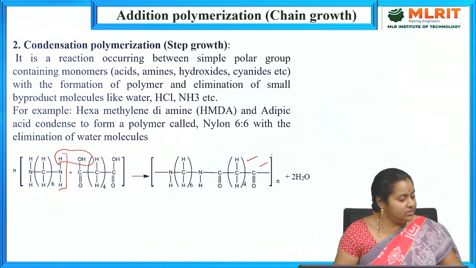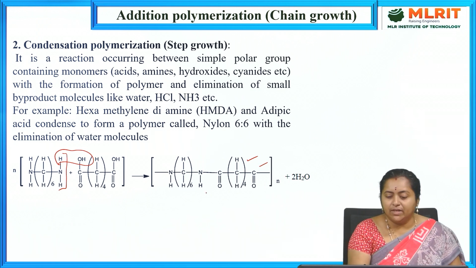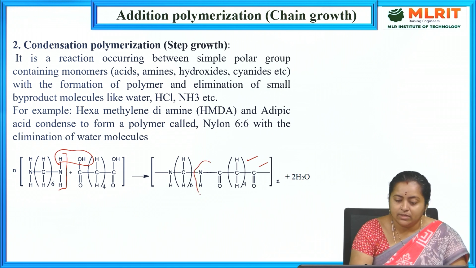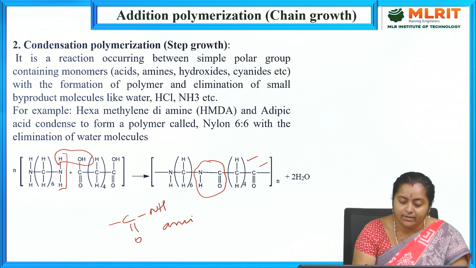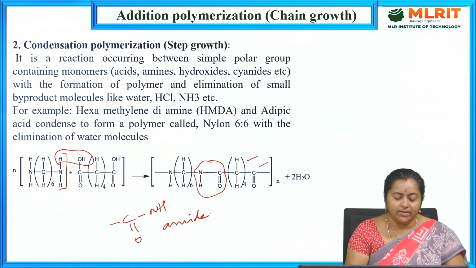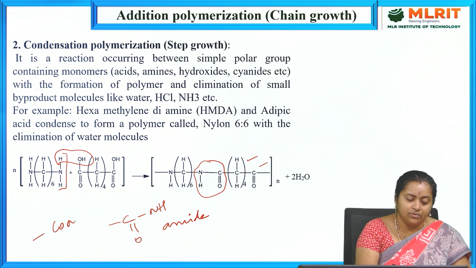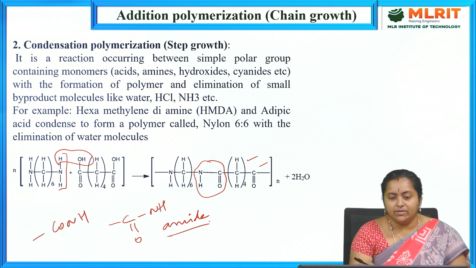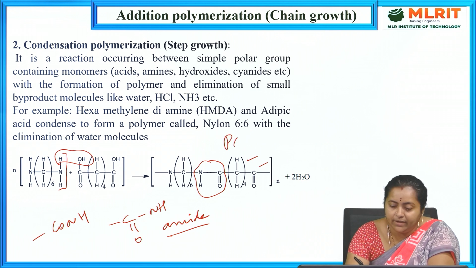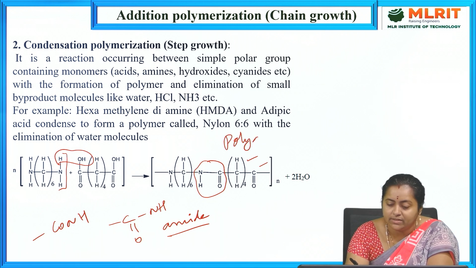So if you notice the functional group, here I will write C double bond O NH. That is what we call the amide functional group, CONH, or simply we write CONH. That is the amide functional group. So that's why it is also known as polyamide. This nylon 66 is also known as polyamide.